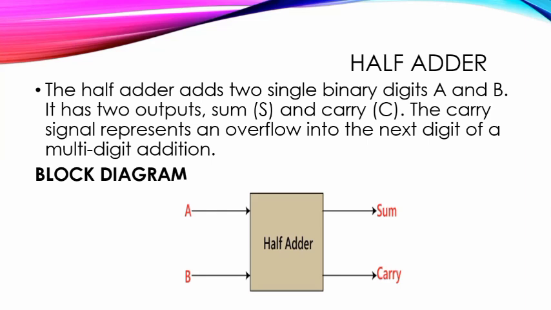So let's see the block diagram. A and B on the left-hand side are the inputs which are passed through the half adder circuit, and the outputs are the sum and carry on the right-hand side. Sum is the output, and carry is what will be sent to the next digit.